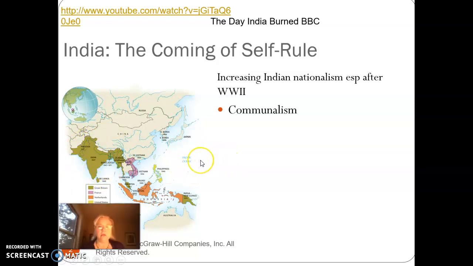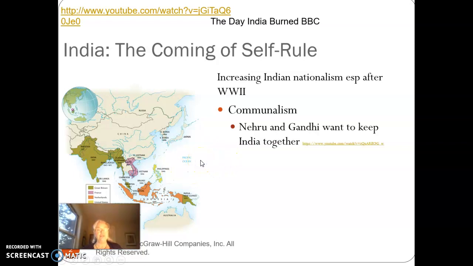But let's talk about the two different ideas that came with Indian nationalism and the idea of an independent India. One of them was called communalism. This was promoted by Nehru and Gandhi. They were both leaders in India with a pretty big public following. They were both Hindu. They really wanted to keep India together as one country and believed that India could overcome its differences between Muslims and Hindus.